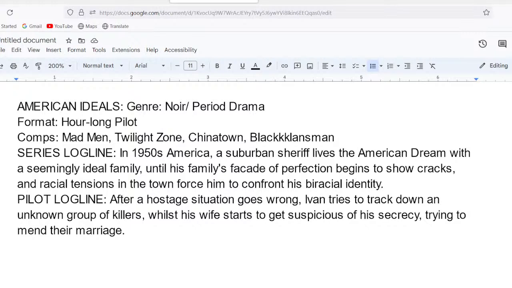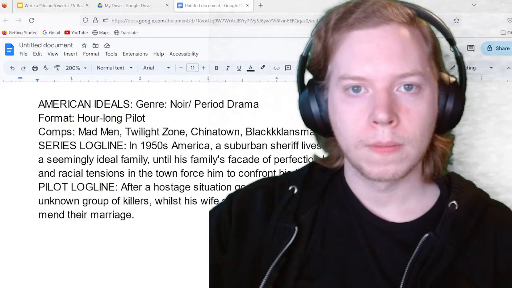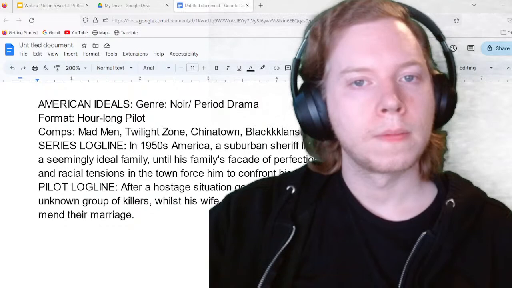Okay, so in that case, is this group of killers a plot element that is going to be relevant in the whole show? Yeah, it will. It will carry through the entirety of the sheriff's goal, which is to essentially get rid of them. However, the biracial conflict comes with the decision between either assimilating with the community around him, this white community as such, or embracing his own identity.